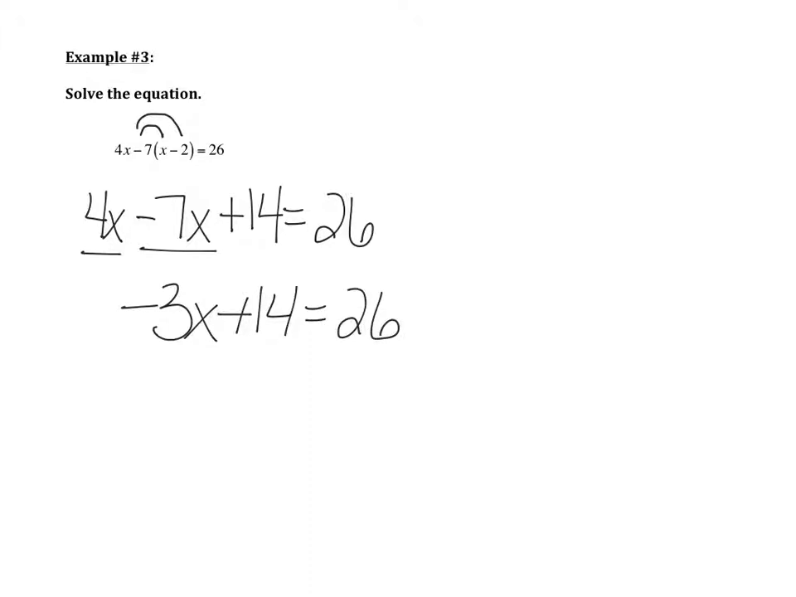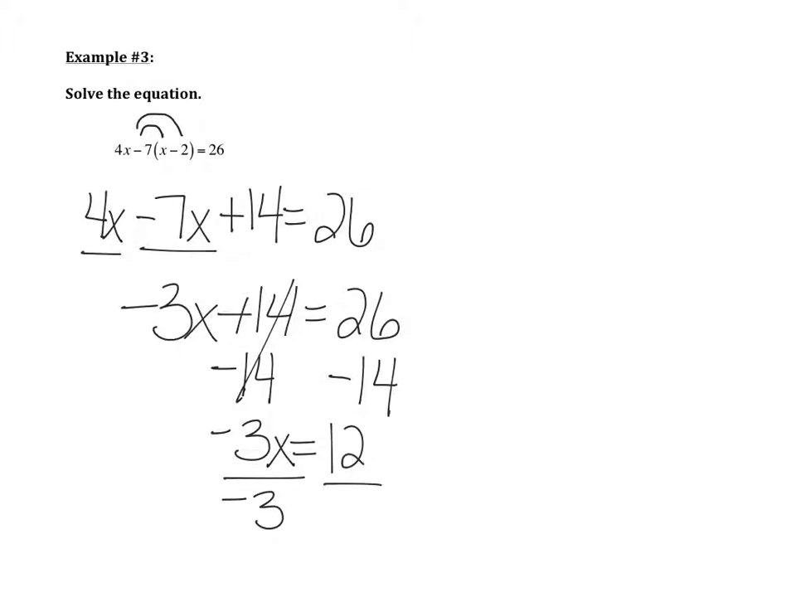I want to move that plus 14 from the left to the right, so I got to do the opposite, subtract 14. 14 minus 14 is 0, leaving me with negative 3x on the left. And 26 minus 14 is 12. I got to divide by negative 3 to get rid of that on the left. And so I'll end up with x equals negative 4. As I've said before, you can always plug that answer back in and see if it works out, if it gives you that 26 that you started with.